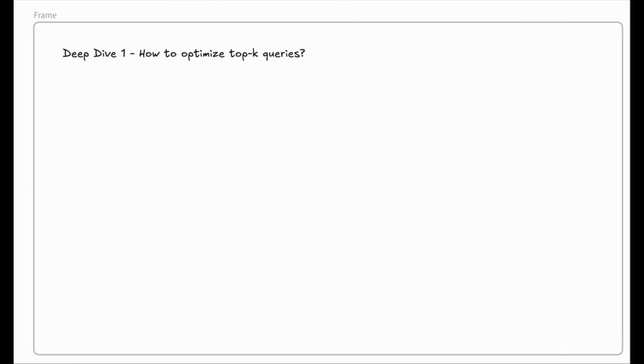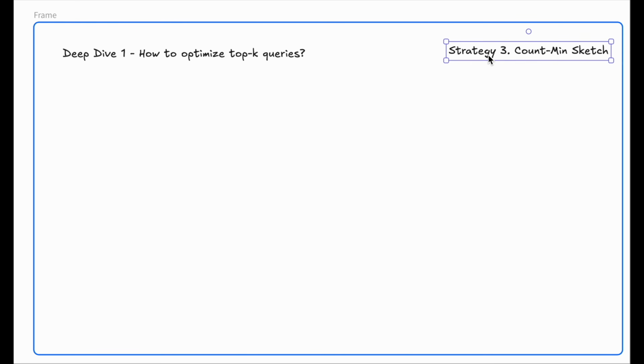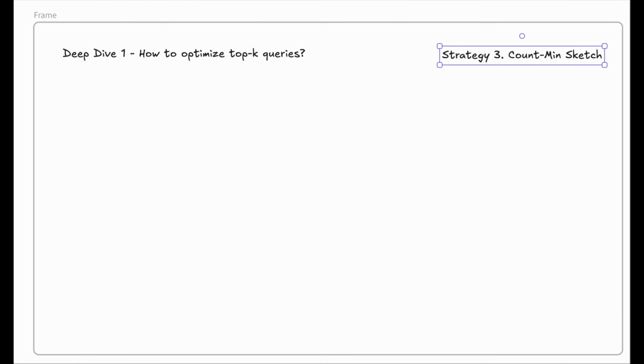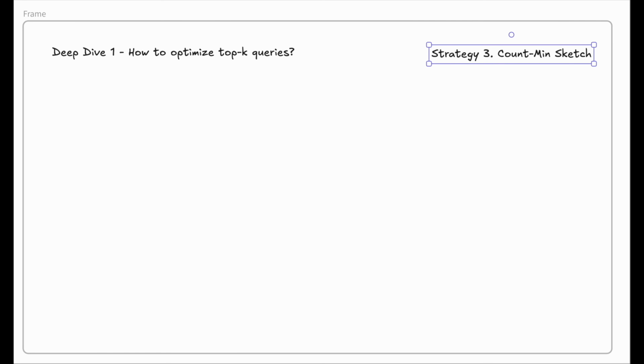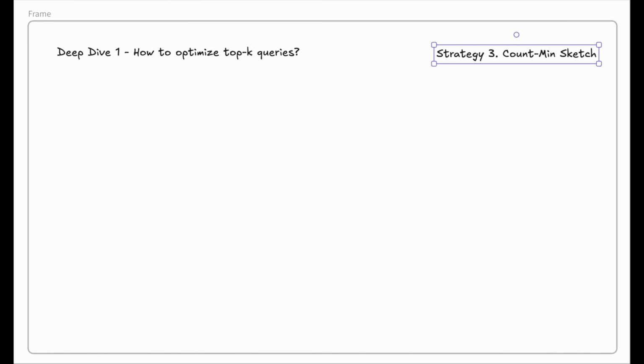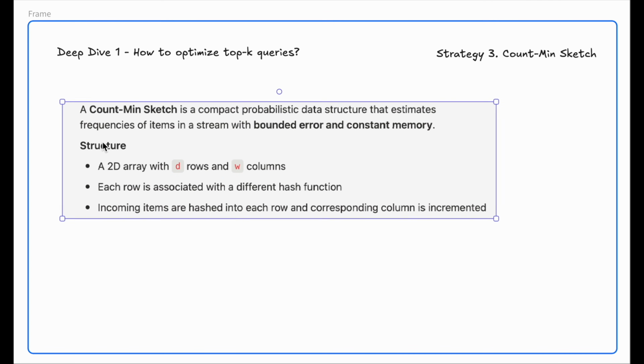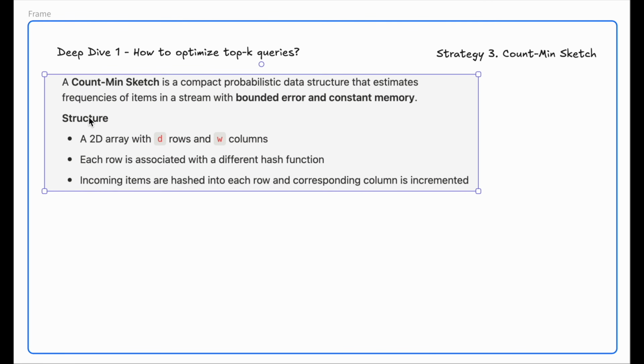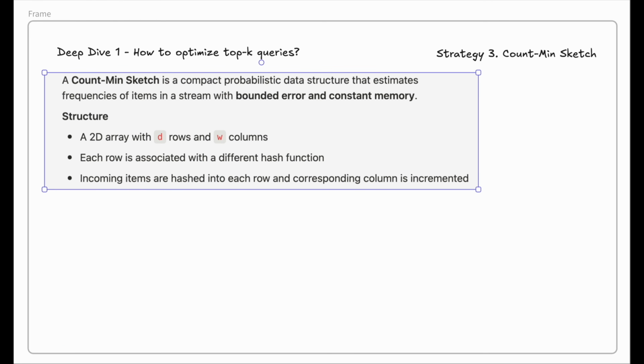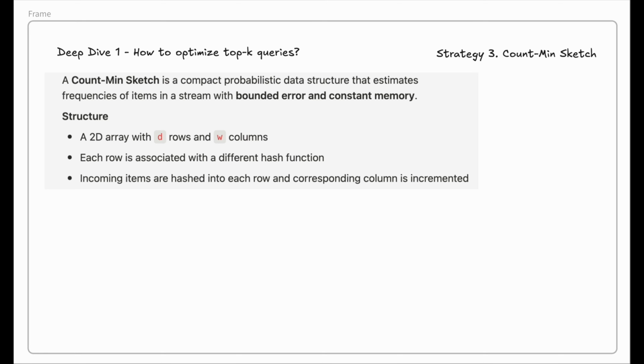Strategy 3. Count-min sketch approach. Now let's look at a more memory-efficient, but approximate solution, the count-min sketch. This data structure is designed for fast, probabilistic counting of events in high-throughput data streams. It works by maintaining a two-dimensional array of counters and using multiple independent hash functions.